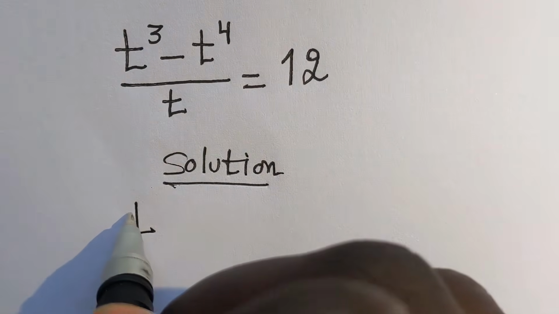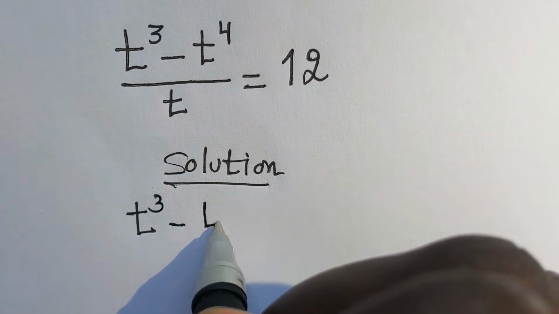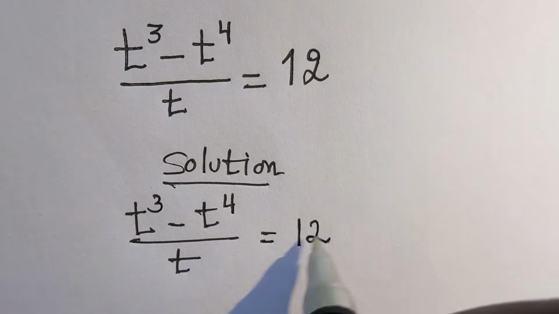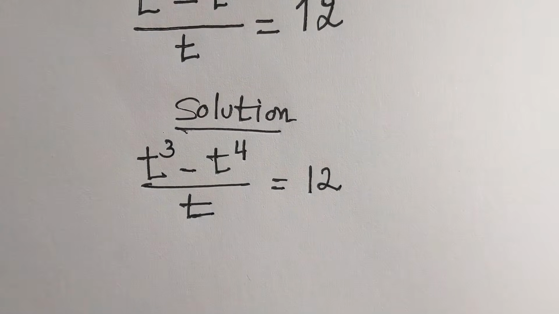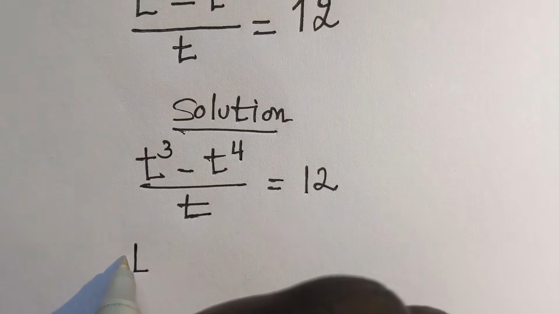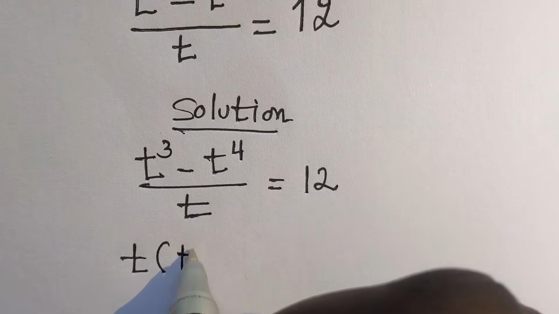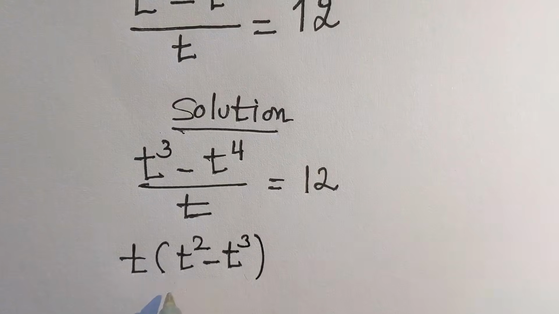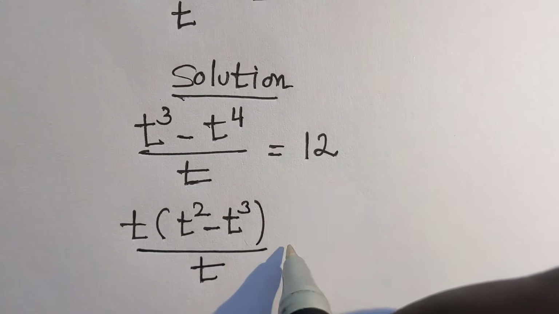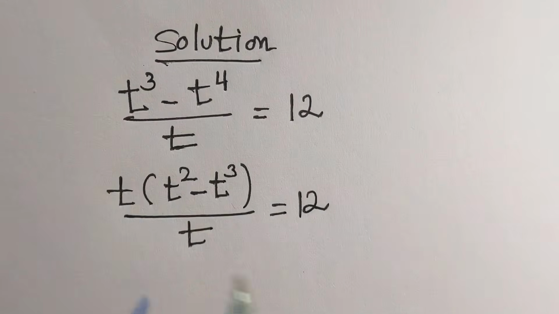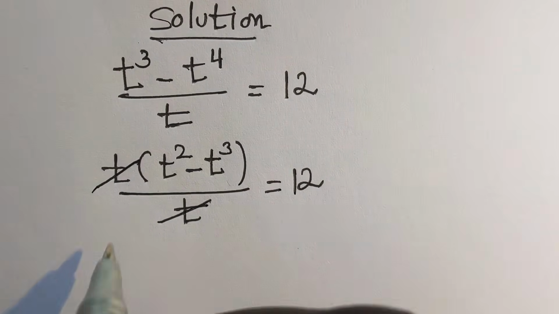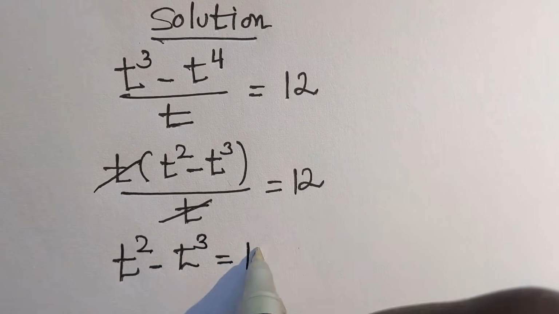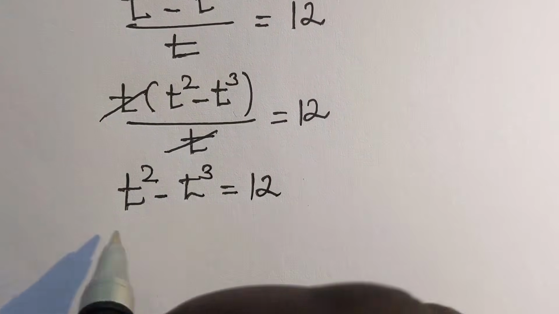We have T power 3 minus T power 4 over T equals 12, and here we can factorize T above to get T open bracket of T squared minus T cube close bracket over T equals 12. This T will be cancelled to get T squared minus T power 3 equals 12, and of course you have to try this one.